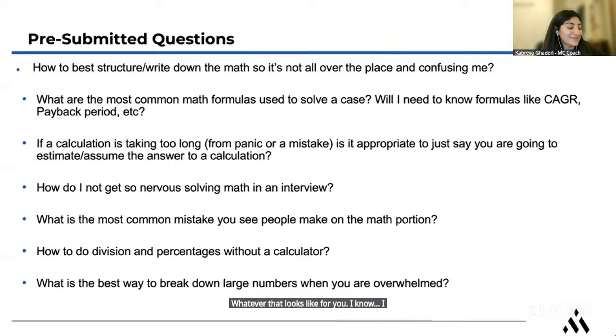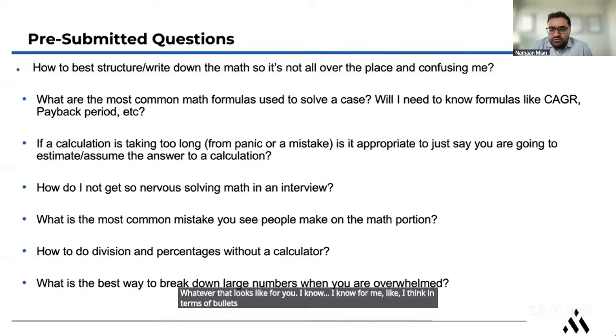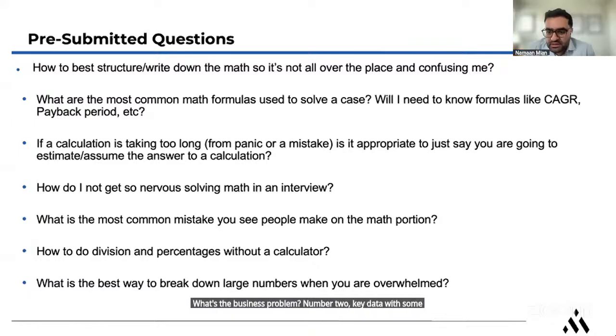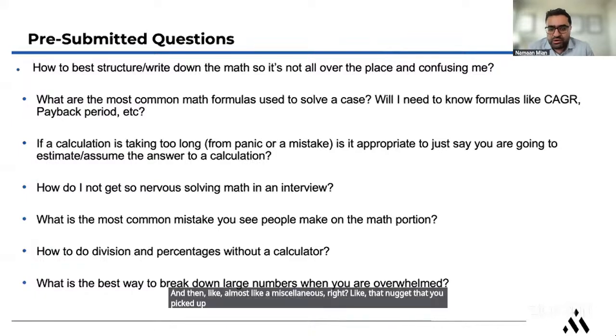I know for me, I think in terms of bullets. And so there's three or four bullets that I can pre-write. For example, number one is what's the business problem? Number two, key data with some sub-bullets. And then almost like a miscellaneous, like that nugget that you picked up around the fact that we are not the only player in the market anymore, that'd be a miscellaneous insight that you'd be able to use later. If you think through ahead of time the three or four bullets that you're always going to pre-write on your paper as soon as you know we're heading into the math portion of the interview, it will help you stay structured because you've done the thinking ahead of time.